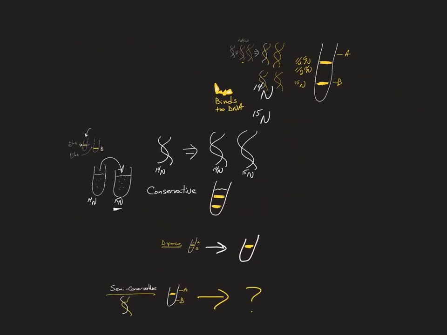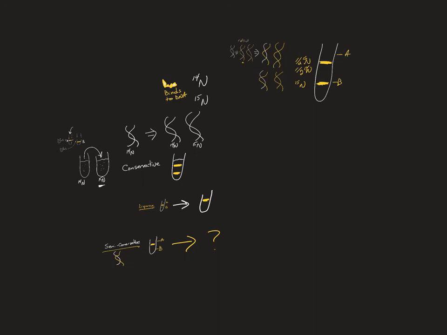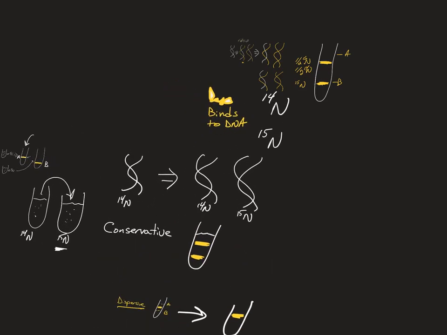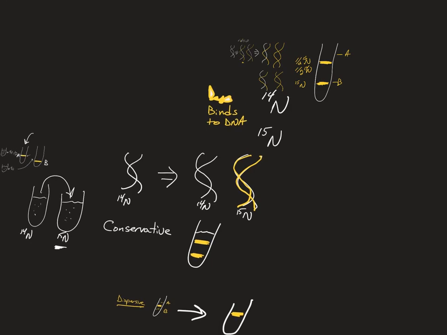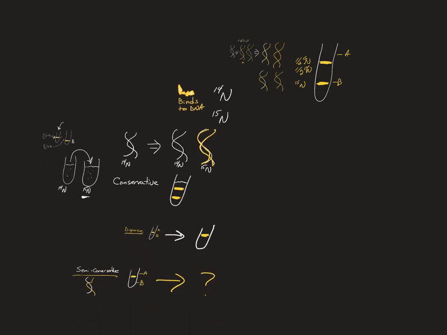The others were conservative or dispersive. Conservative meant that you kept the old and the new, the old ones stayed together and the new ones stayed together. Do you see that? So you see, this is all going to be new here. They're both new ones here. And so if it was conservative, what would have happened was that you would have had one band at the original A and the other one at B, but that never happened.